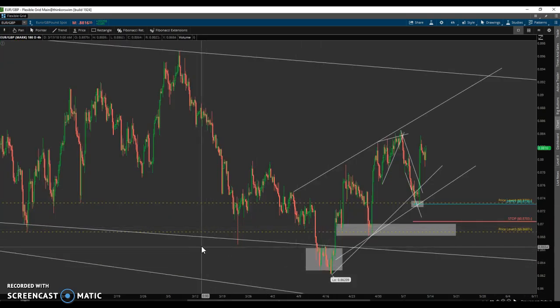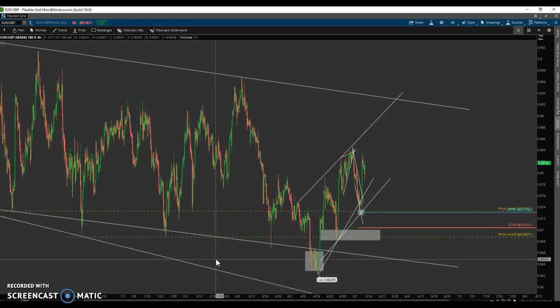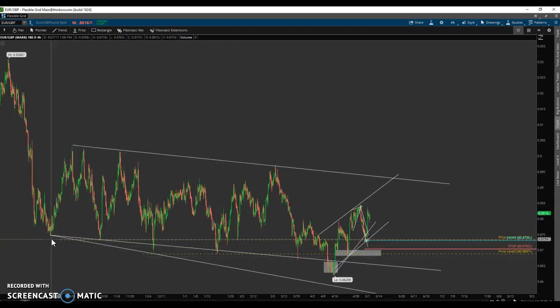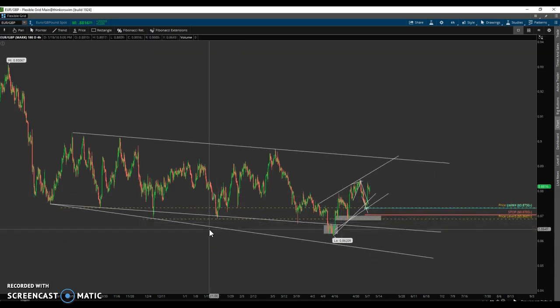Anyways, we made some new lows, and you can see every time we make new lows, there's just this impulsive bullish presence that emerges. New low, impulse, new low, impulse, new low. Every time we make new lows, we get an impulsive move and head back up towards the top of the channel.